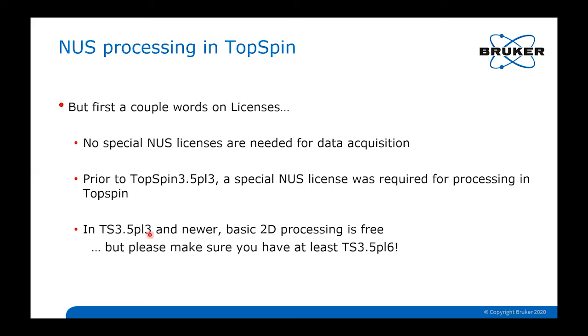But even though it was available in 3.5 patch level 3, make sure that it's updated at least to patch level 6. I kind of joke that we had a special feature built in that once you started processing your NUS data, it gave you time to go out and get an espresso and relax for a little bit before you had to come back and see your data. But in reality, there was a little bit of a bug in the code that sometimes it would take up to an hour to process a 2D data set. So clearly there was something wrong. We fixed that problem. So now with 3.5 patch level 6 and newer, it usually only takes a minute, if that, to process a 2D data set with NUS.